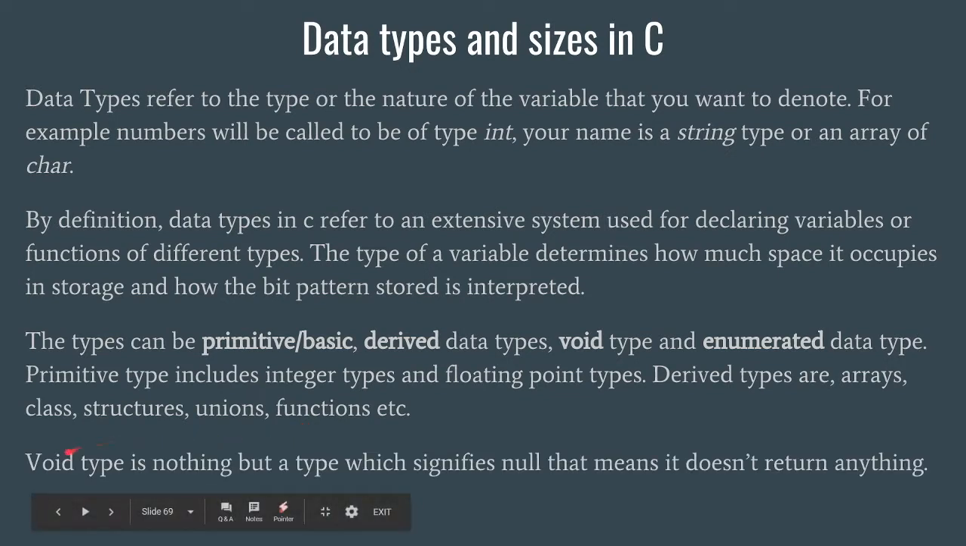Now, in the last video I had written something called void main. The void keyword or void type is nothing but a type which signifies null. That means it does not return anything. For a function whose return type is void, that function does not return anything to anyone. Once the execution of that function is over, it's done. It is not going to wait to return something. And hence in such scenarios we use void types.